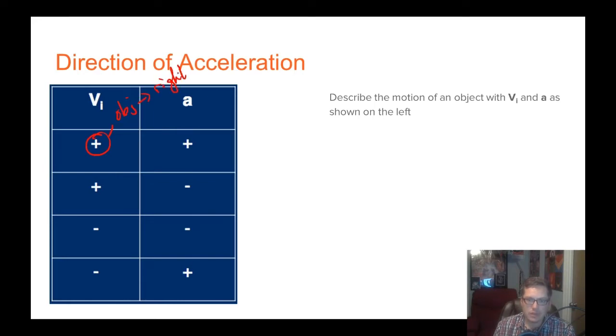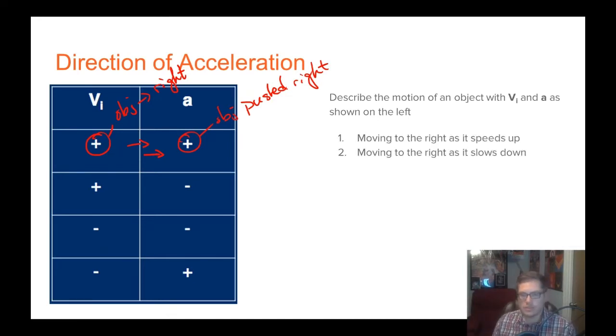Now, the acceleration right here means that our object is being pushed to the right. In other words, our velocity is moving to the right and our acceleration is moving to the right. So therefore, we should be moving to the right with increasing velocity, because the acceleration is going to make us getting faster and faster and faster and faster.